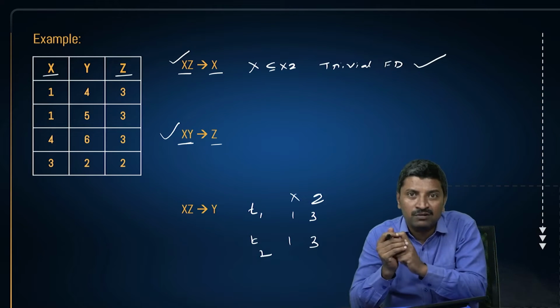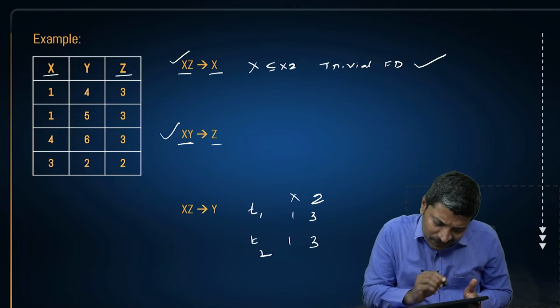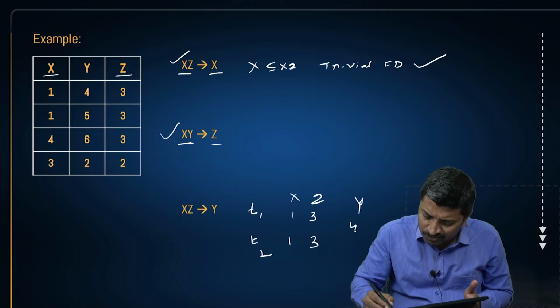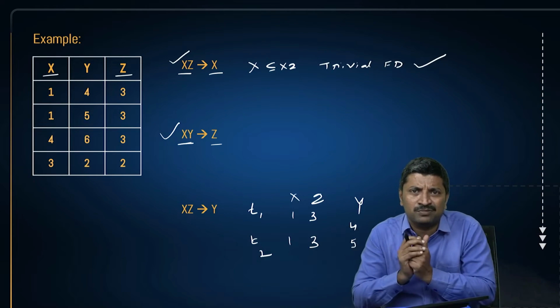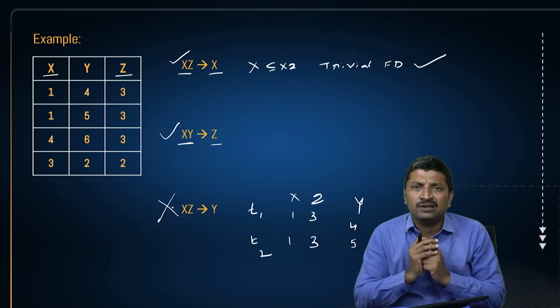Then what should we have? We should have the same values for the right hand side also. So what is the right hand side here, sir? Y. So what are the corresponding values? One is 4 and one is 5. That means the right hand side values are not the same. If not the same, we can say this functional dependency doesn't hold. Is that clear, sir?